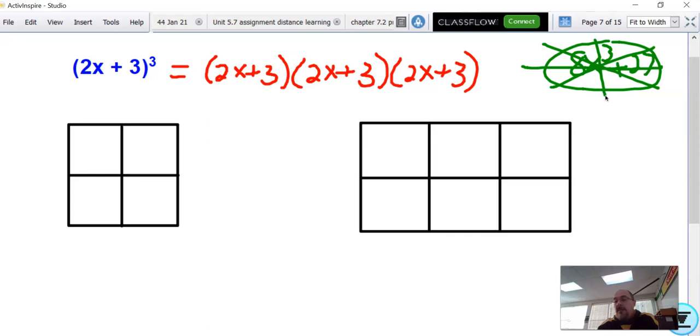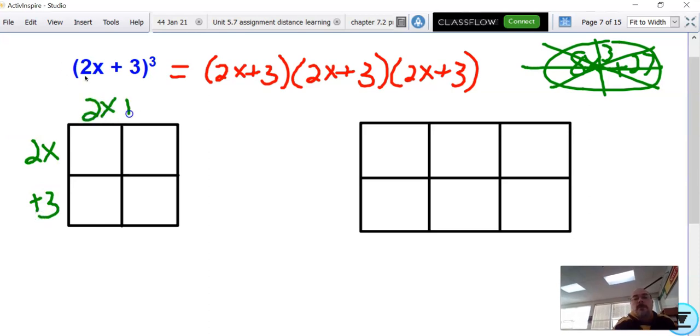There's a plus sign in there. You've got to write that out 3 times, and then you're going to have to FOIL, and then you're going to have to multiply that answer by the other 2x plus 3. All right, so here we go. I'm going to do this fairly quickly. In fact, I'm going to do it without talking. Here we go.